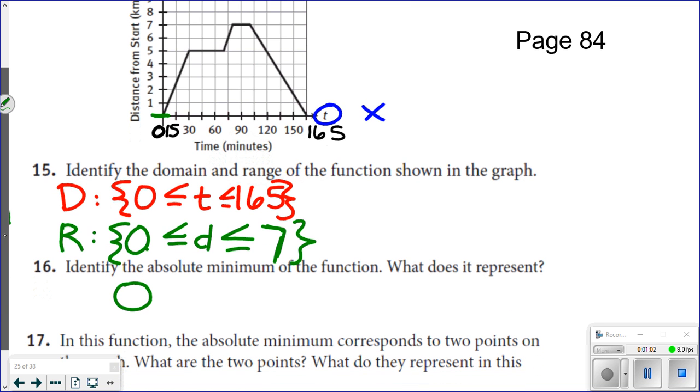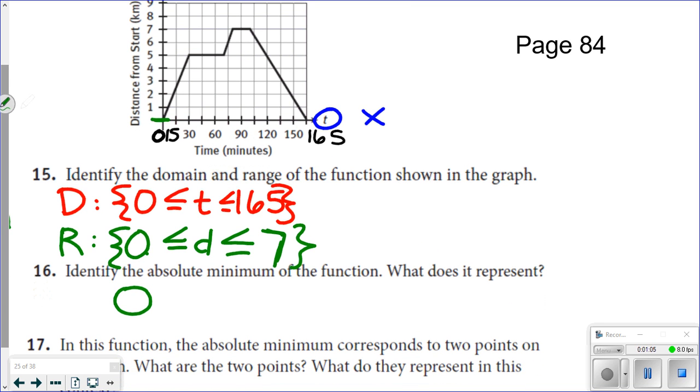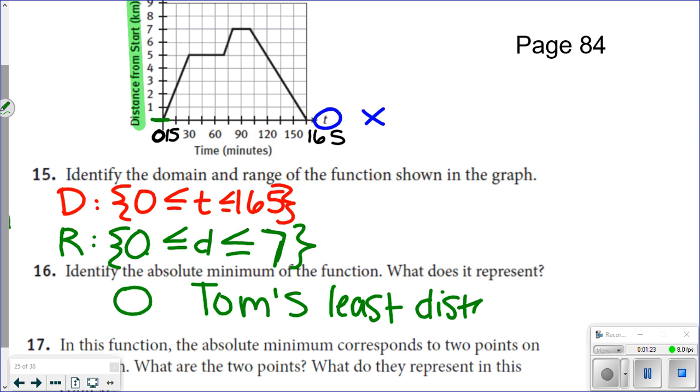So what does this represent? Well, let's read our y-axis and what it's labeled, our d-axis, and that's the distance from start. So this is Tom's least distance or lowest distance from start. He is at the starting point of the loop of the trail.